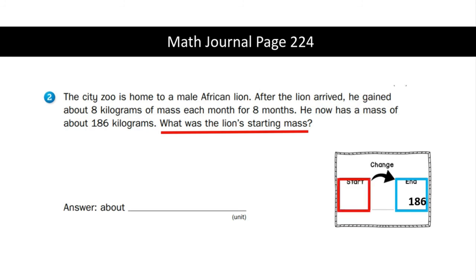Since I don't know it, I will put a question mark. I also know that he gained 8 kilograms each month for 8 months. That means he increased by 8 kilograms multiple times. Now it's time to show my thinking. First, I will write a number sentence that matches the information I know.